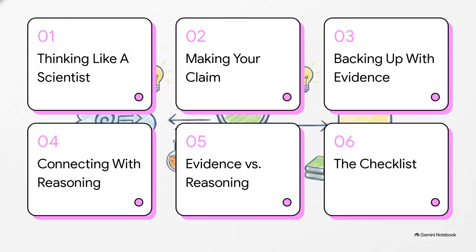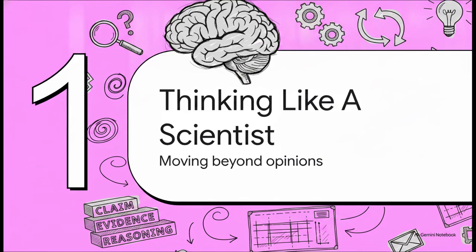We're breaking down the CER framework step by step. We'll cover thinking like a scientist, making your claim, backing up with evidence, connecting with reasoning, evidence versus reasoning, and finally the scientific explanation checklist. Let's jump right in. Section 1.